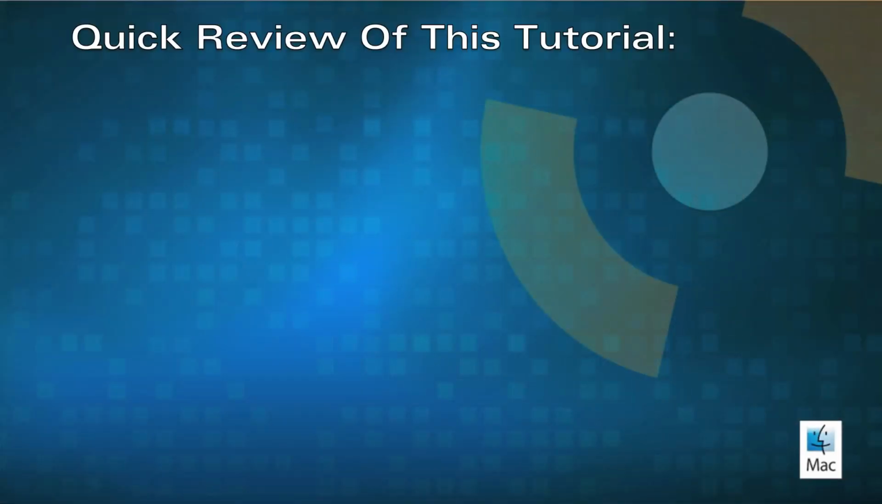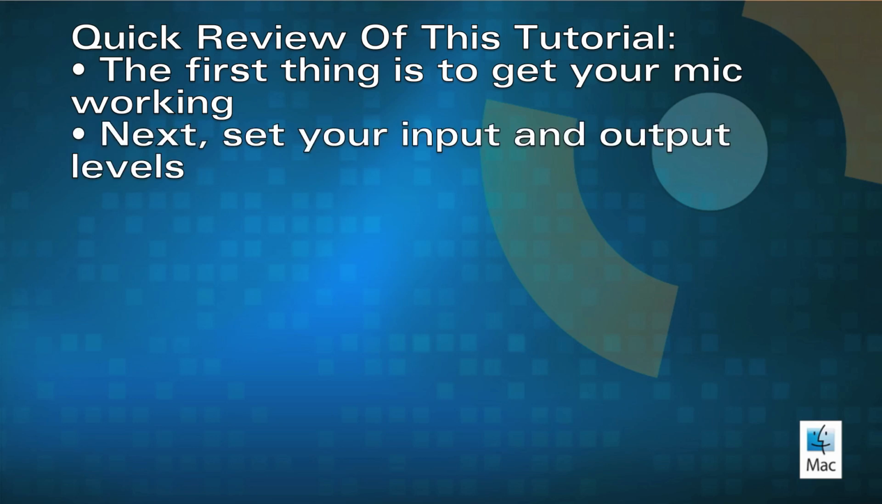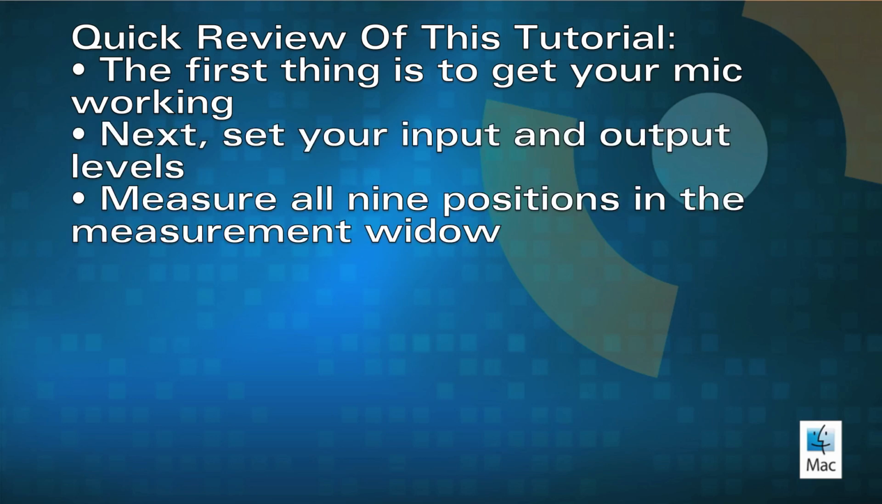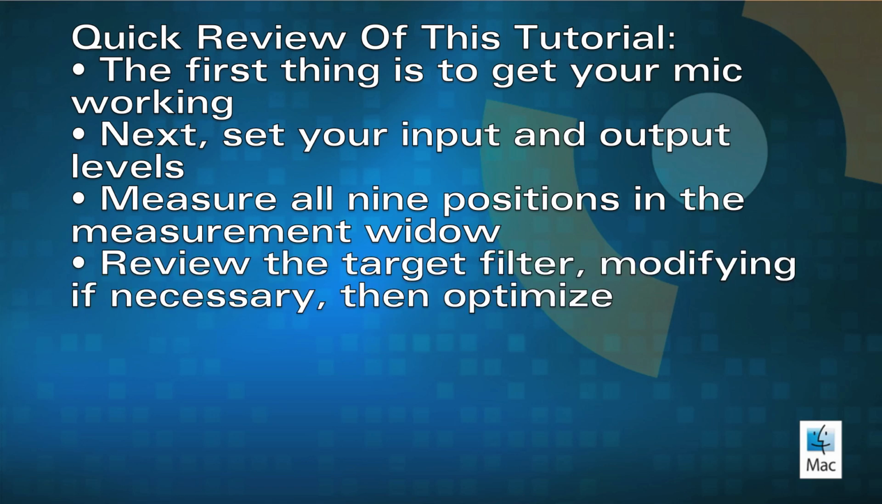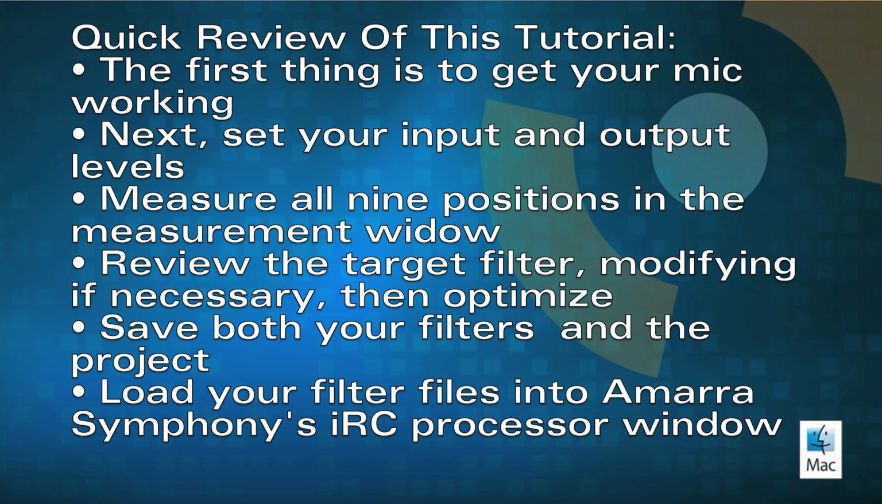Here's a quick review. The first thing is to get your mic working. Next, set your input and output levels. Then measure all 9 positions in the measurement window. Review the target filter, modifying if necessary, then optimize. Save both your filters and the project, then load those filters into Amarra Symphony's iRC processor window.